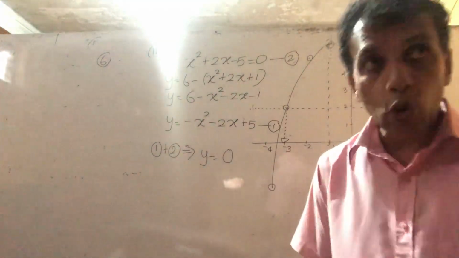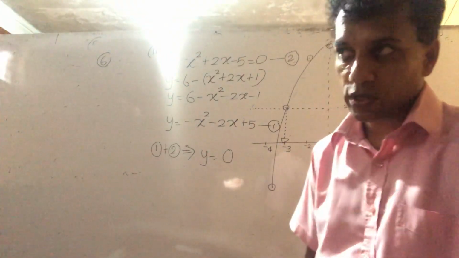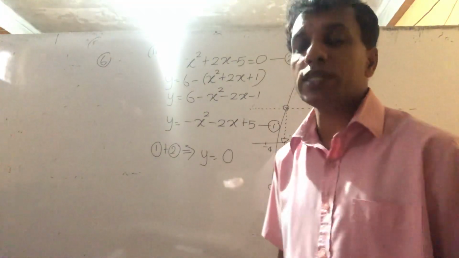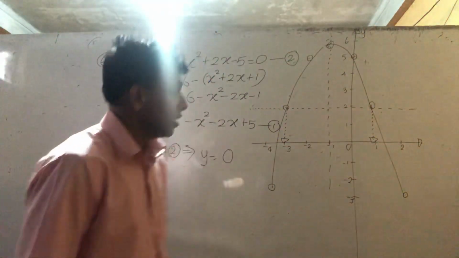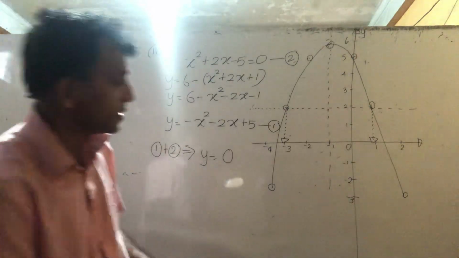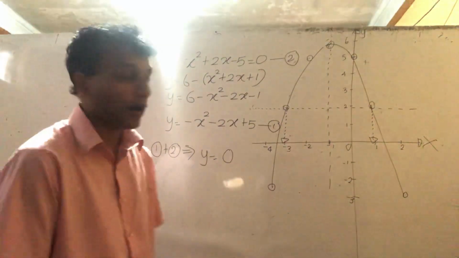So after solving, you will obtain a straight line equation. Here we got y equals 0. What is y equals 0? The x-axis. Y equals 0 means the x-axis. So therefore the x-axis is already drawn. Without the x-axis, no curves, no graphs.